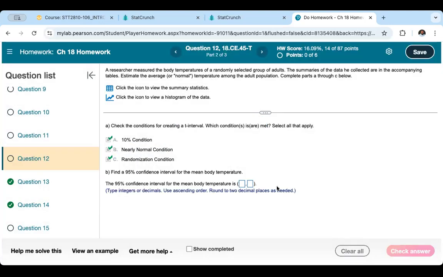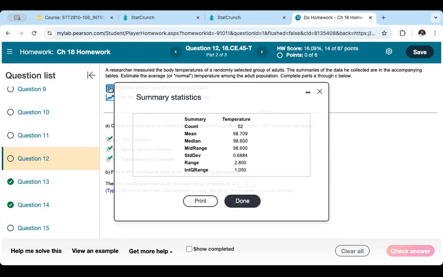Now, the question says we should find the 95% confidence interval for the mean body temperature. We can all confirm that we don't have the population standard deviation. When we look at the summary statistics here, what we have is a standard deviation. This standard deviation is based on the sample, which is these 52 people. So that is the sample standard deviation. Is that very clear? So go to StatCrunch and then compute the confidence interval.